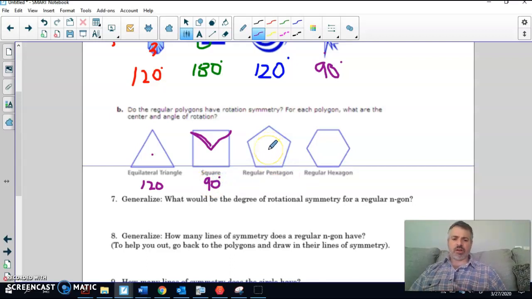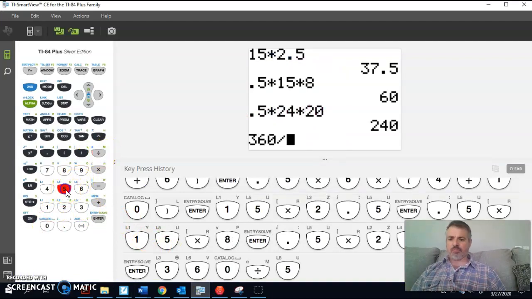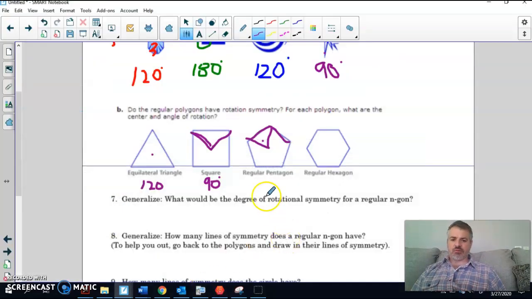This is the one I showed you on the opening video. Again, if my center is here, and I focus on this side here, it's going to rotate clockwise until it comes to here and it maps onto itself again. So it rotated this far, of which there are going to be 5 of those central angles. So this would be 360 divided by 5. If you divide 360 by 5, that's 72. 72 degrees of rotational symmetry.